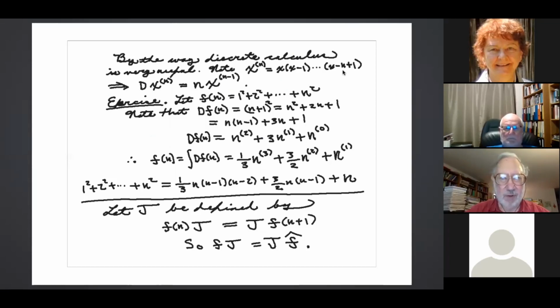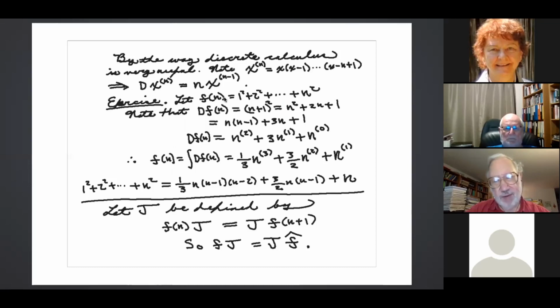So for example, x upper 2 is x times x minus 1. And then you will find that the derivative of x upper n is n times x upper n minus 1, as it usually is in calculus, but you need this shifted gadget. And then here's an exercise.